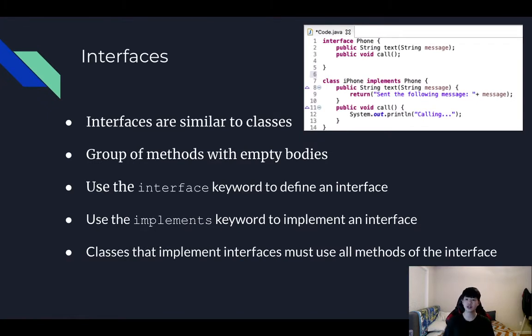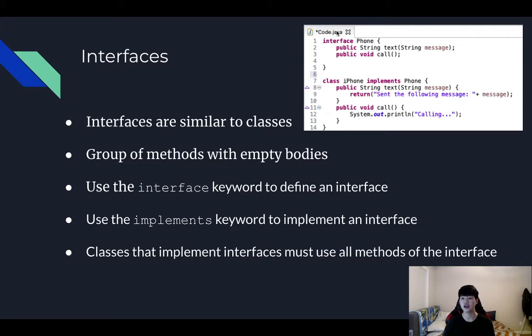So let's talk about what interfaces are first. Interfaces are very similar to classes, except they're not. In simple terms, they're a group of methods with empty bodies, essentially. As you can see in the example, this interface called Phone has two methods, public String text and a call method. But these don't actually have bodies. So that's essentially what an interface is.